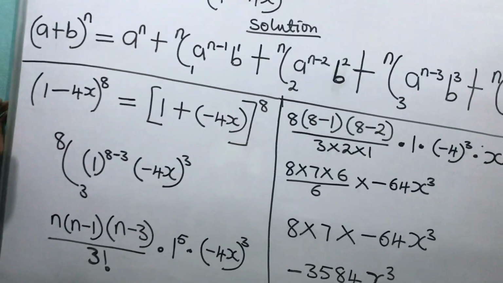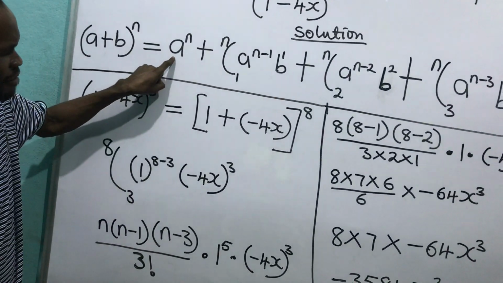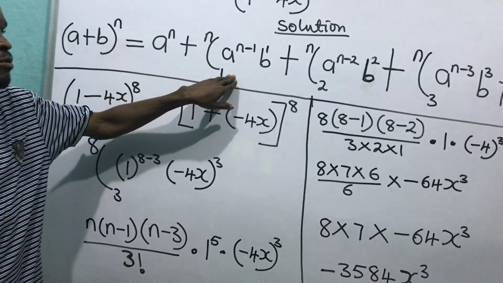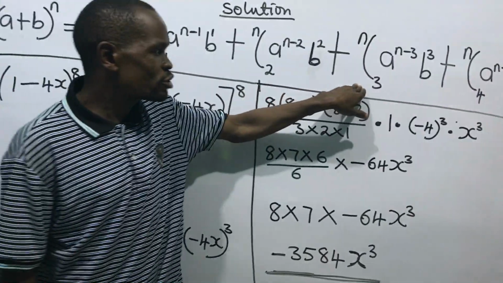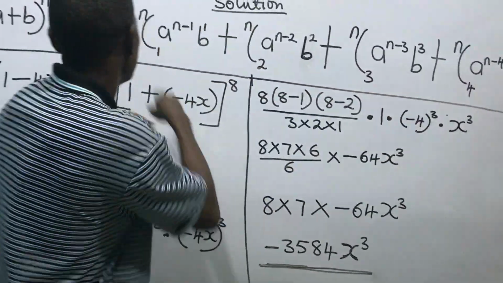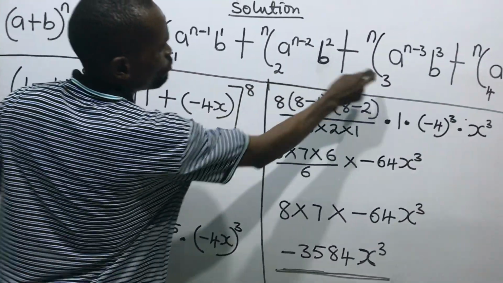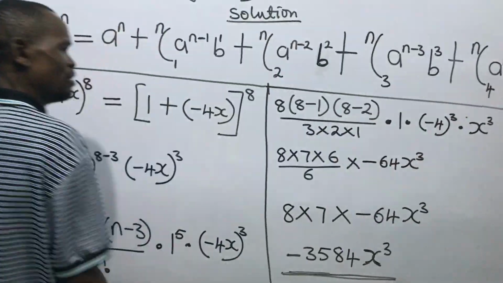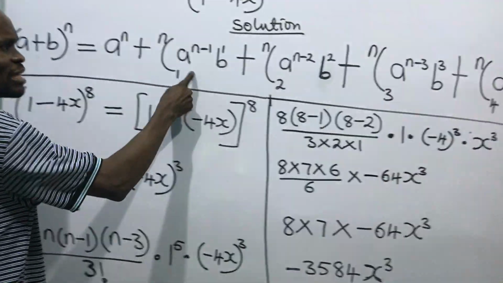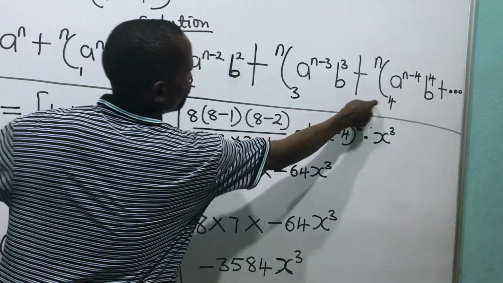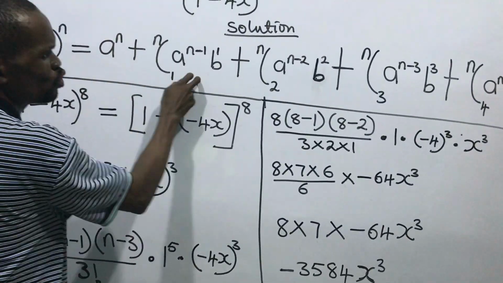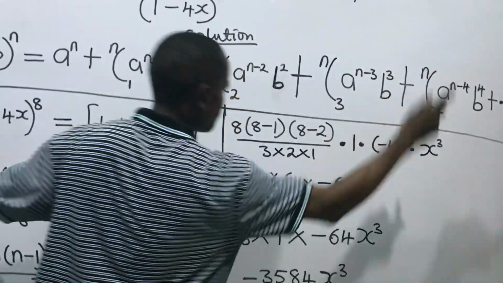Look at the first term, the second term, the third term, the fourth term, and the fifth term. Are you following me now? First term, second term, third term, fourth term and fifth term. Look at it: 1, 2, 3, 4, 5.